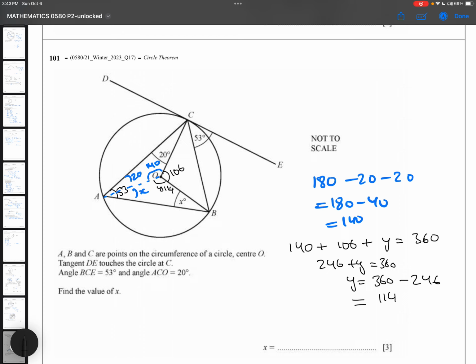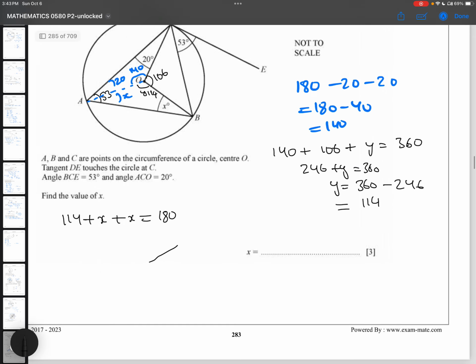Now in triangle OAB, I can form the equation 114 plus x plus x is equal to 180. The sum of interior angles of a triangle is equal to 180. So x plus x is 2x and 114 will be subtracted from 180. 2x is equal to 66 now. x is equal to 33. This is the value of x.